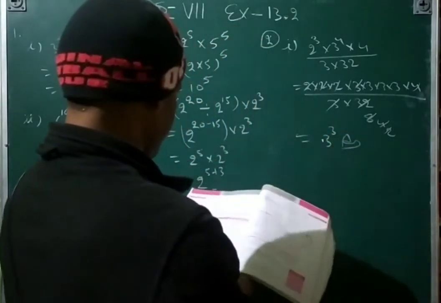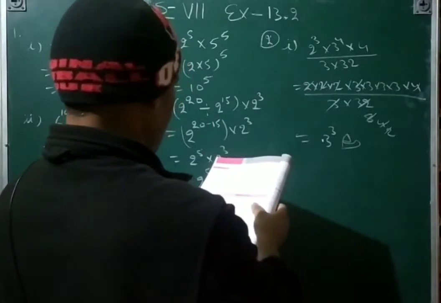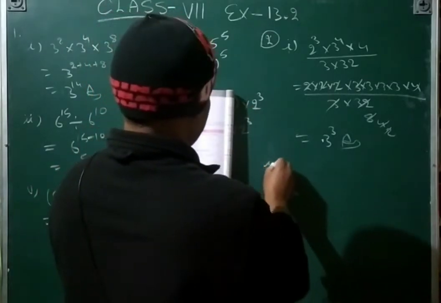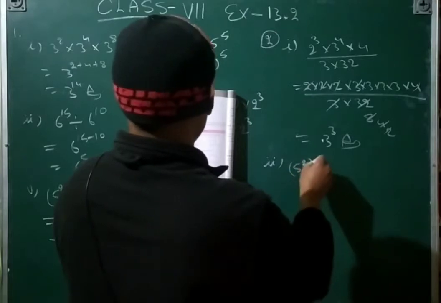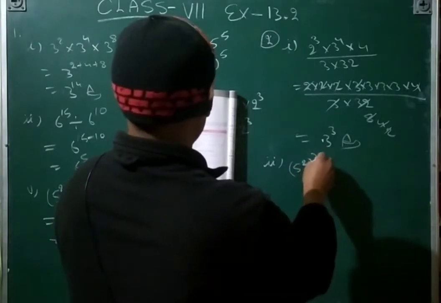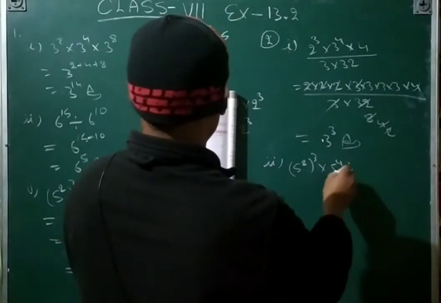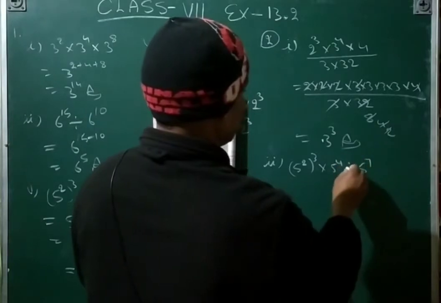And then you can do the first one similarly. Second part: 5 power 2 power 3 multiply 5 power 4 divide by 5 power 7.